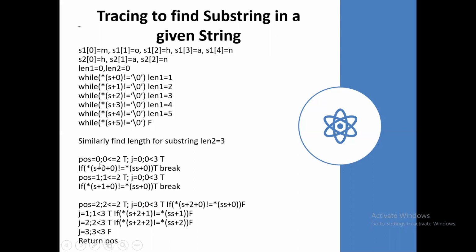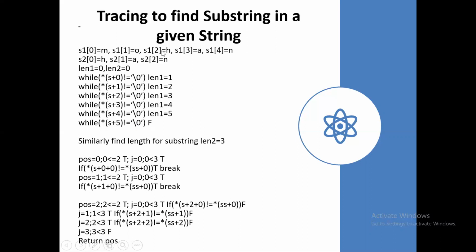Now control goes to the outer loop, position is incremented by 1, 1 is less than or equal to 2, so the condition is true. Now you check with j equal to 0, 0 less than 3, true. Star of s plus position, which is 1, plus j, which is 0, is star of s plus 1, pointing to the main string's o, not equal to star of ss plus 0. First I compared m with h, and this condition failed. Now I incremented the position and compared o with h, and this also fails. Again it breaks, and position is 2.